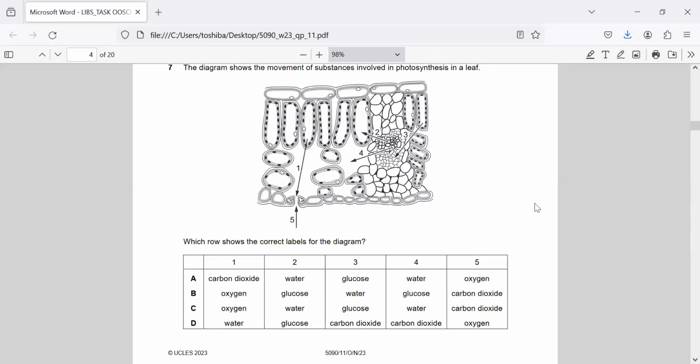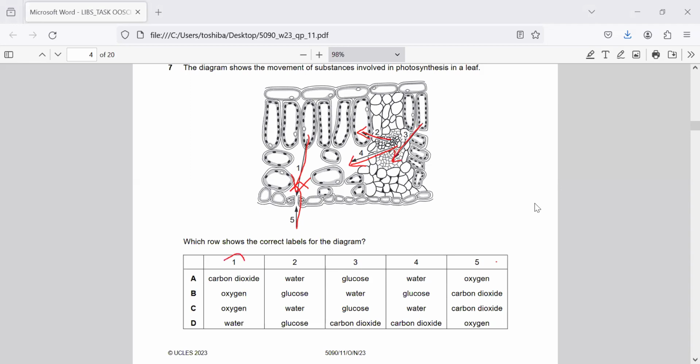These are the options given. We are given 5 labels. One, a substance moves from here to here. 5 goes from here to here. 4 goes from here to here. 2 goes here. 3 goes from here to here.